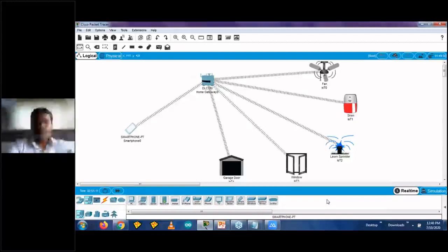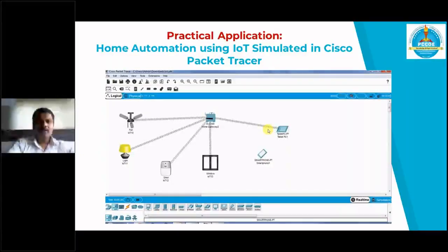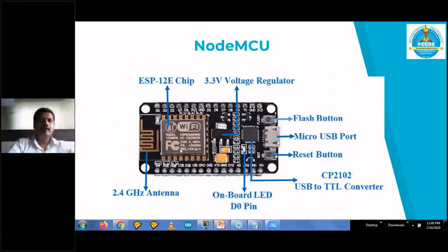Okay, the same part I'll be showing with the help of your actual hardware. Now see, I'll be using a Node MCU here. If you're observing a Node MCU, it's a very small chip, having an inbuilt ESP12E chip, which has a Wi-Fi chip inside that operates on 2.4 gigahertz.